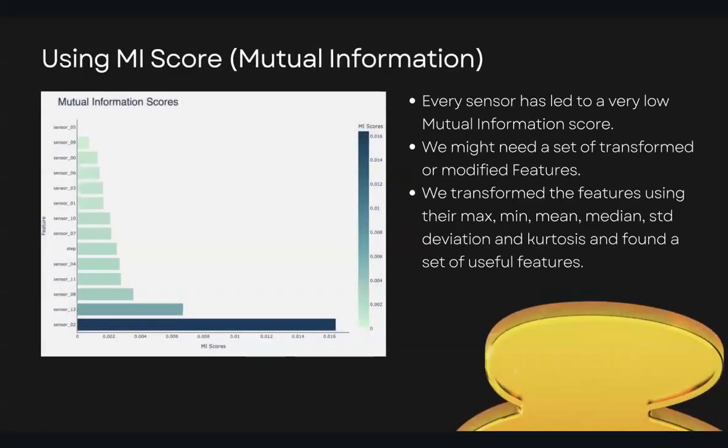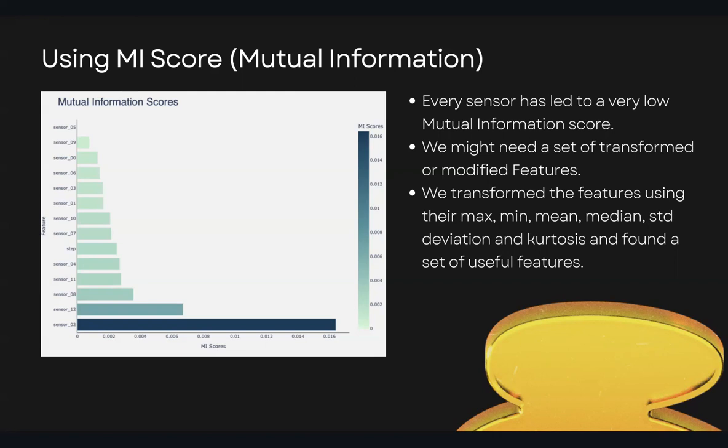But it doesn't mean that each sensor should be used, right? Because training on a feature that is not useful will lead to overfitting of our model. To make our model best fit for the unseen values, we should have the features that are useful. So we used the MI, mutual information score, of each sensor with respect to the state. Now you can see every sensor has a very low mutual information score. So one insight from this is that we might need some set of transformed or modified features.